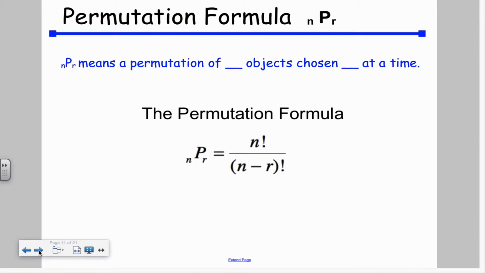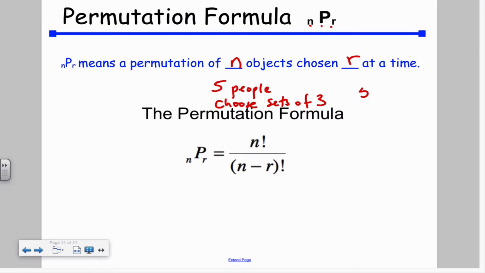We're now going to look at the permutation formula, how to calculate permutations mathematically. So what you're going to see is something that looks like this, nPr. And nPr means a permutation of n objects chosen r at a time. For example, let's say I have 5 people and I want to arrange them in groups of 3 where the order matters. So I'm going to choose sets of 3.